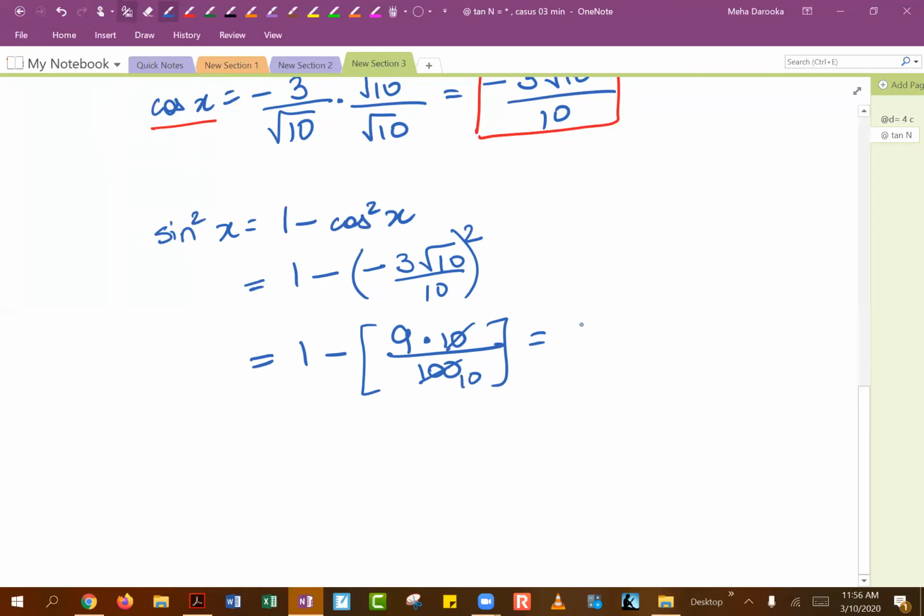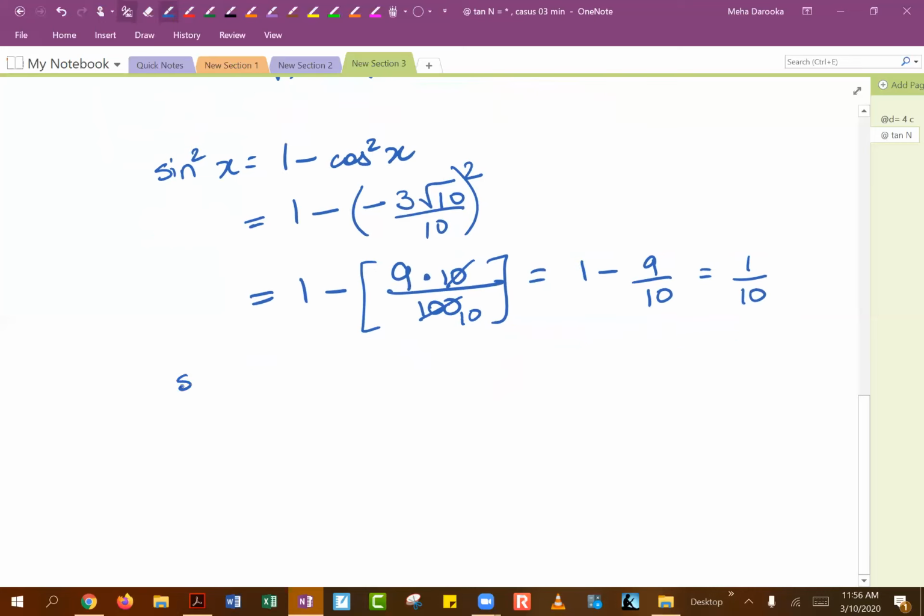So yeah, you are going to end up with 1 minus 9/10. And what will be 1 minus? Okay. Why did you say -1/10? Oh, no. Just 1/10. Alrighty, so at this point we have sine squared of x equals 1/10. Yes? Any questions so far?